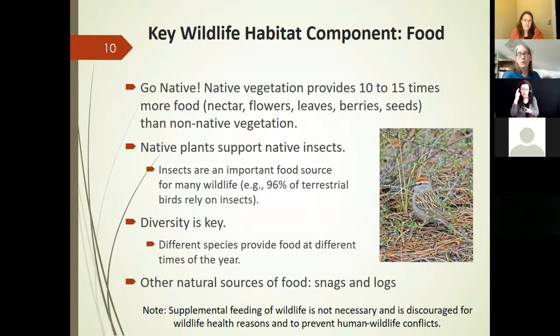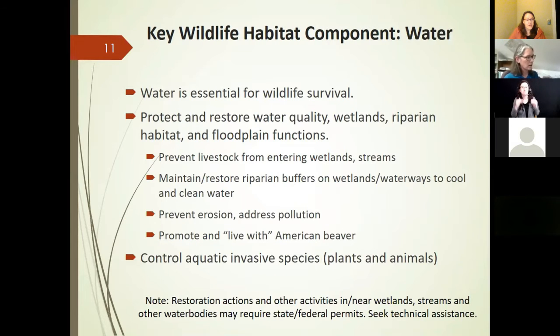Wildlife health reasons are a huge reason, but also whenever you introduce an artificial food source, it usually ends up badly for both the human and the wildlife. So I'm all about avoiding conflict. So enough about that. So water.